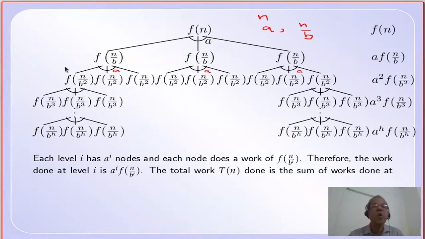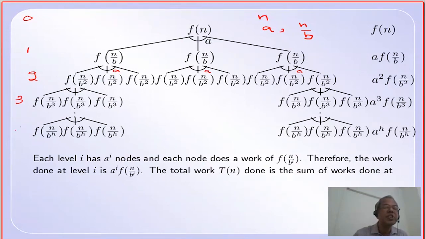Subcontractors. So what is the total amount of work done by subcontractors? This is level 0, this is level 1, this is level 2. Be careful, I number it carefully. Instead of level 1, 2, 3, I number it 0, 1, 2. A times A, therefore there is a total of A squared subcontractors. Each subcontractor does an amount of work equal to f of n by b squared, and so on. So in level 3, it will be A to the power 3. Each subcontractor does a work of f of n by b to the power 3.